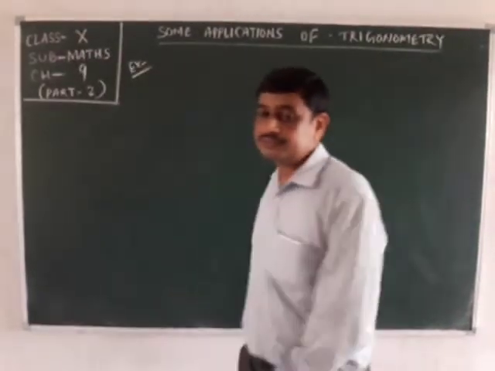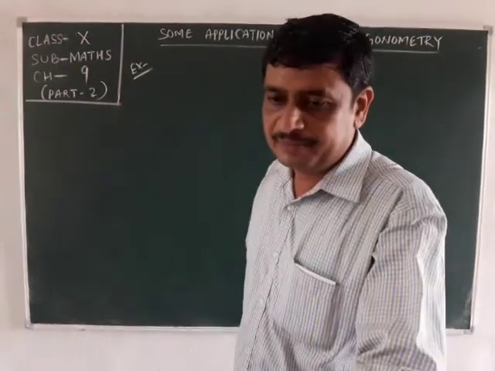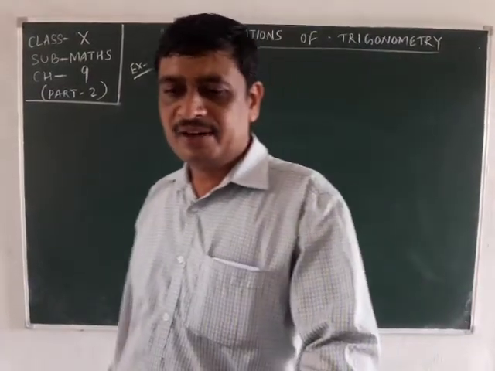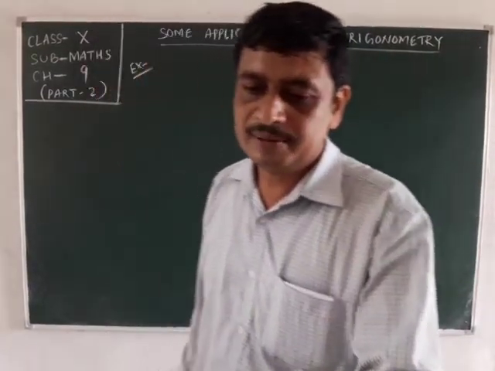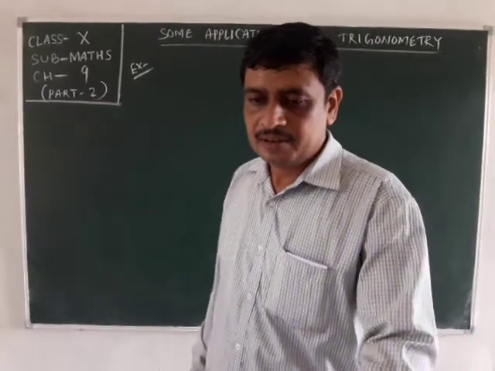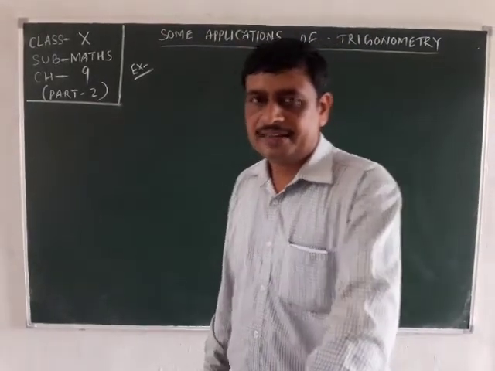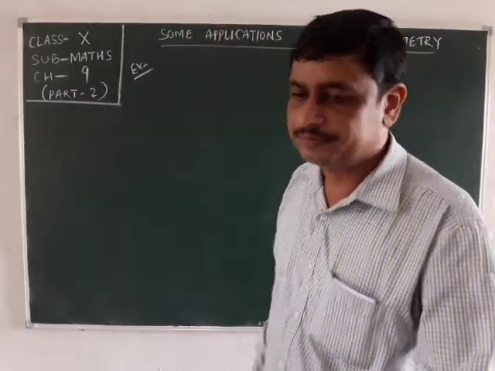Example. An observer 1.5 meter tall is 28.5 meter away from a chimney. The angle of elevation of the top of the chimney from her eyes is 45 degree. What will be the height of the chimney?